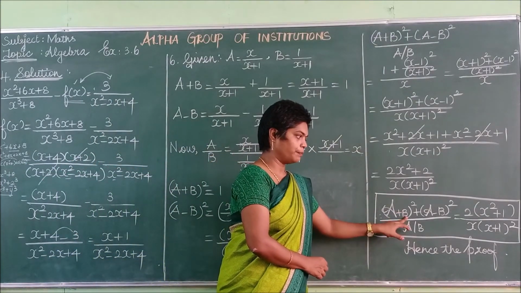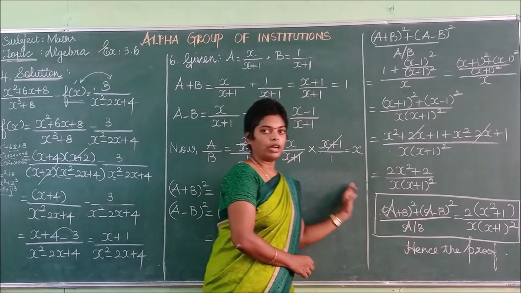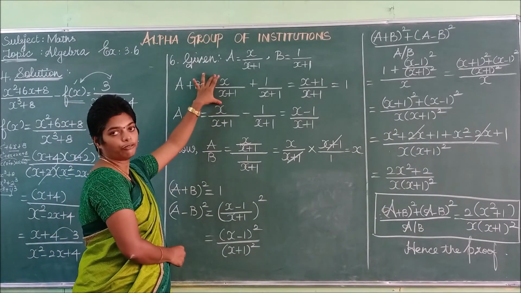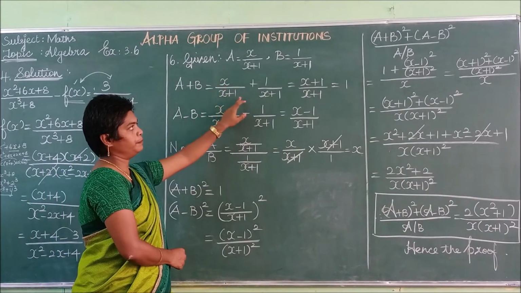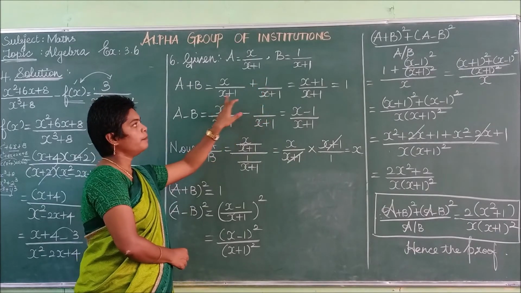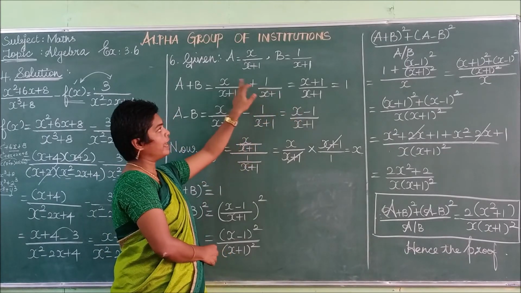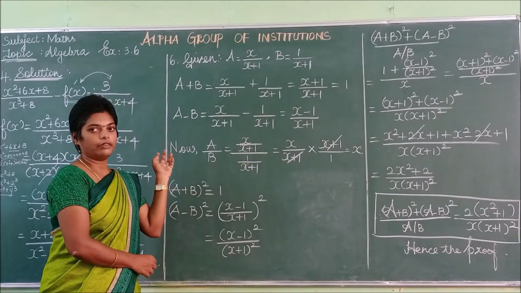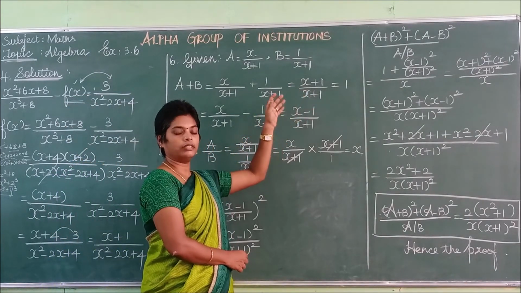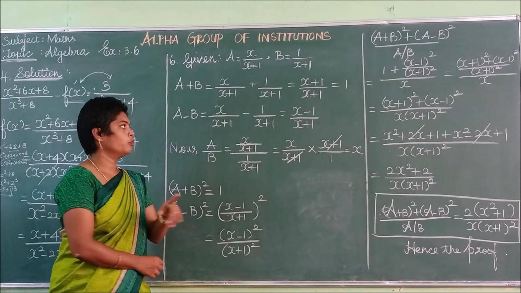First you need a + b, afterwards a − b. A + b and a − b you have to find. So a + b is equal to, what is the value for a? x divided by x + 1, plus the b value, 1 by x + 1. Here both denominators are the same, so you can take the denominator as common and add the numerators. The numerator value is x + 1. So both are x + 1, you can reduce it simply as 1. x + 1 gets cancelled. The remaining value is 1.